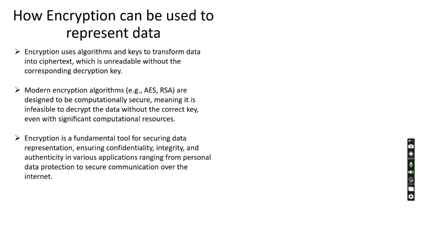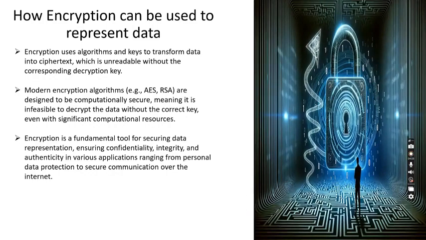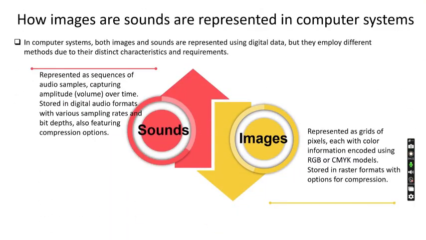How encryption can be used to represent data. Encryption uses algorithms and keys to transform data into a form which is unreadable without the corresponding decryption key. How images or sounds are represented in computer systems. In computer systems, both images and sounds are represented using digital data, but they employ different methods due to their distinct characteristics and requirements. Sounds and images you can see here, so let's move.